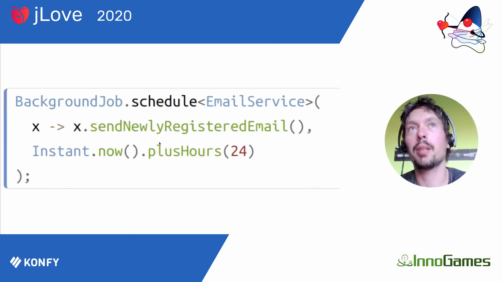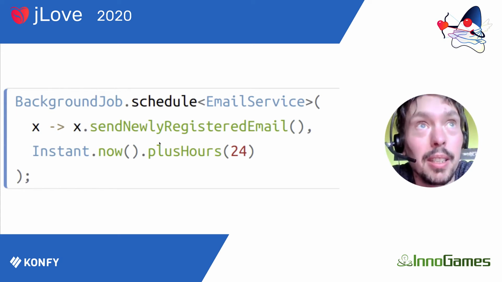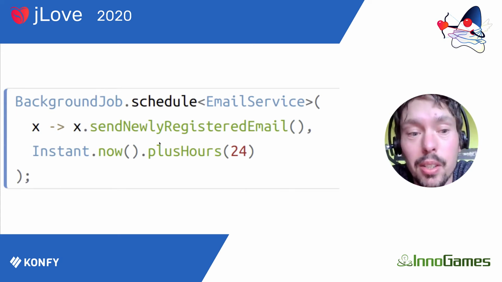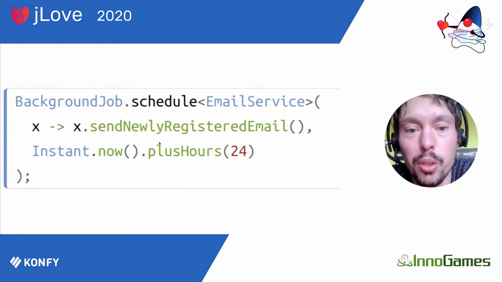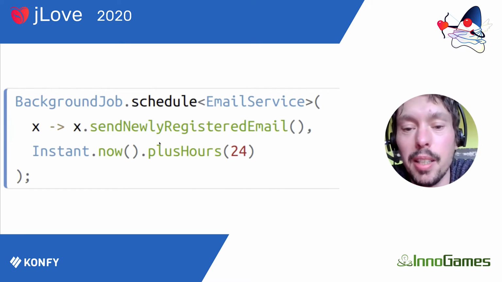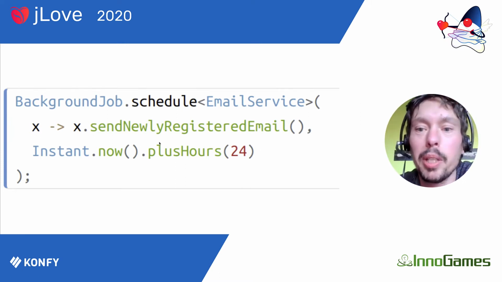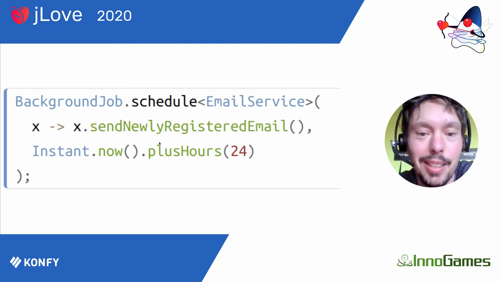And of course, sometimes you want to only schedule work a couple of hours after a user registered, or you want to do it at certain moments. So this schedule method, which is also available on the JobScheduler service, allows you to schedule any method using either an Instant, a LocalDateTime, or an OffsetDateTime. And that way you can schedule methods in the future.